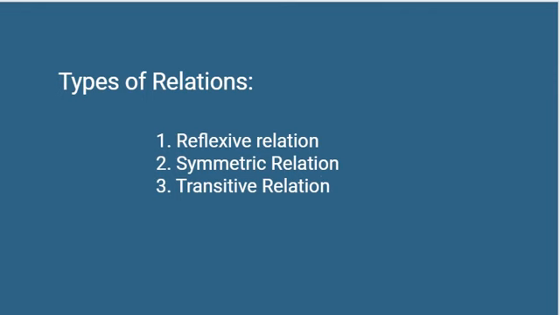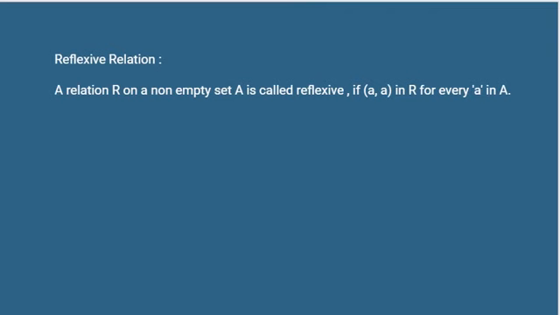We know that there are many types of relations, but in our class, we'll discuss three types of relations, and they are reflexive relation, symmetric relation, and transitive relation. Let us discuss one by one. First one is reflexive relation.